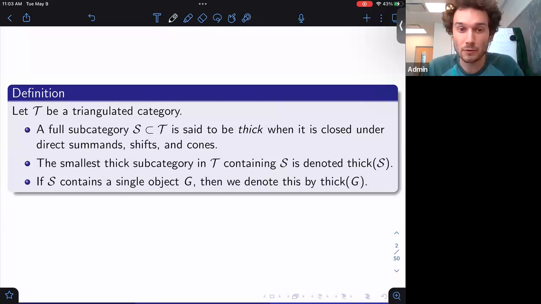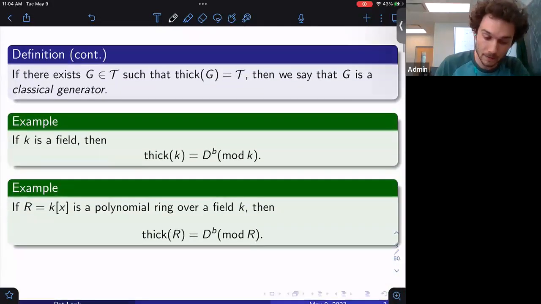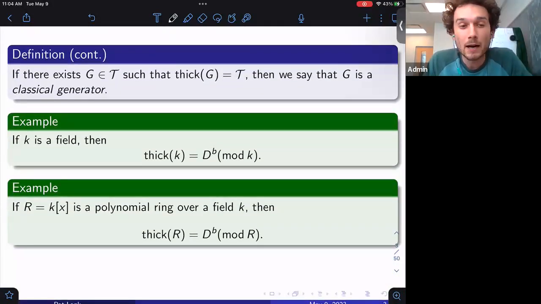You can take the intersection of all thick subcategories that contain it, and this will give us the smallest thick subcategory. If S consists of a single object, G, for instance, instead of denoting this as thick S, we'll just denote this as thick G. Oftentimes, when we're considering thick subcategories for our purposes, we might only be considering a single object as opposed to a full subcategory. Now, some of these definitions might apply to full subcategories, but we're going to be interested particularly in objects.